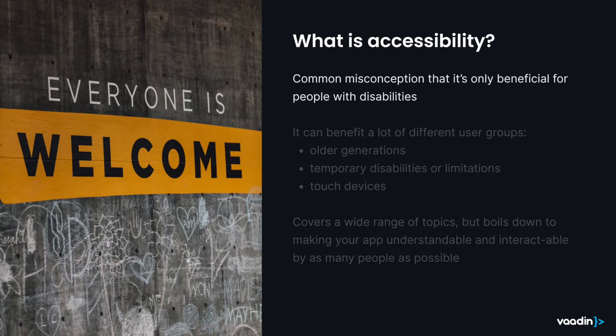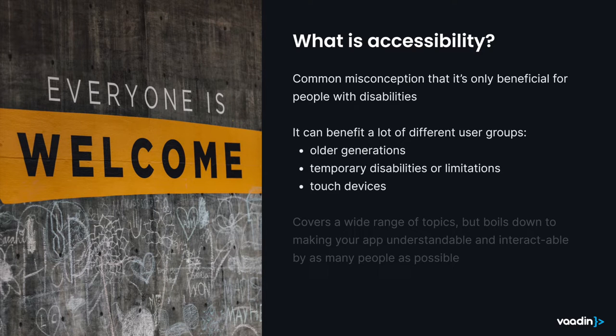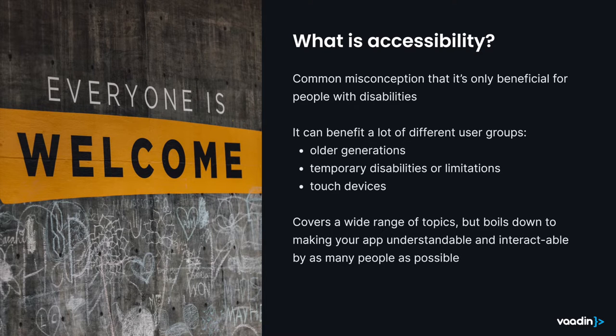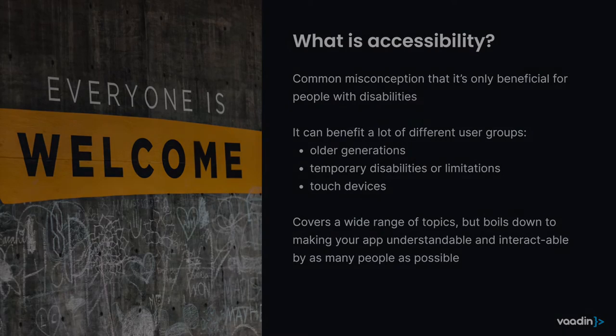There's a common misconception that accessibility only benefits people with disabilities, but it can actually be beneficial for a lot of different user groups, such as the older generations that might be seeing a decline in their abilities due to age, people with temporary disabilities or limitations, people using touch devices, etc. Accessibility as a whole covers a wide range of topics, but essentially it boils down to making your application understandable and interactable by as many people as possible.